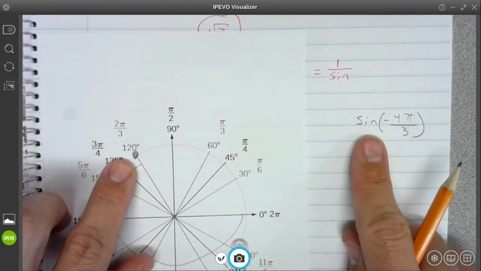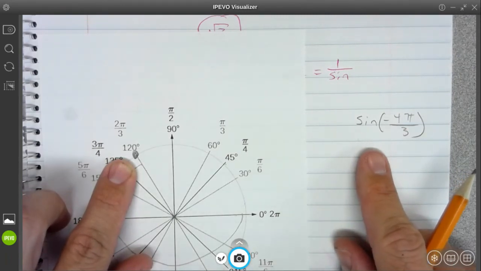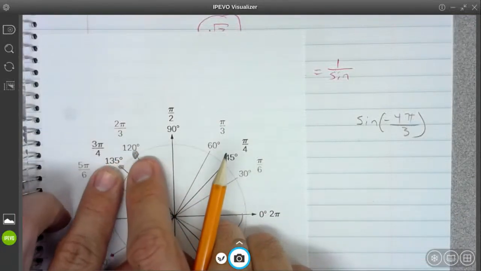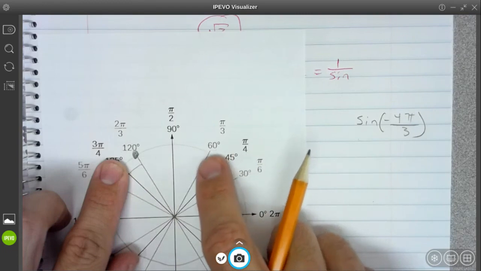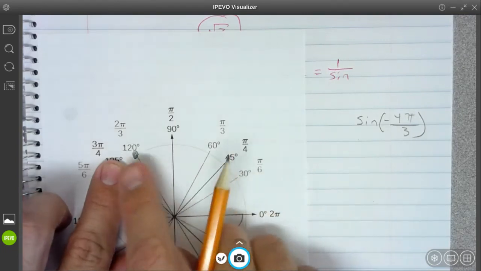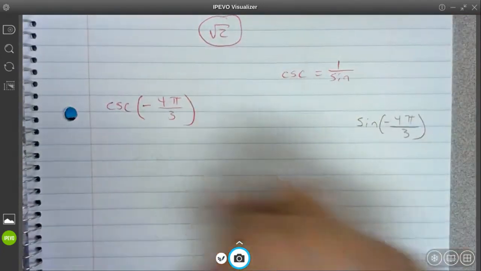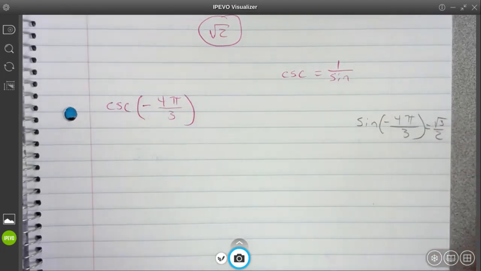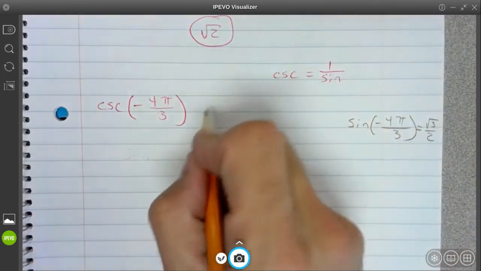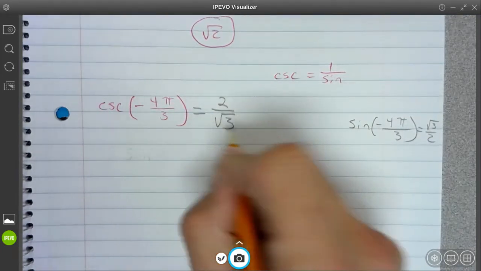I just want to know the y value in that position. Sine is positive in quadrant 2. So the y value of that point is going to be like the sine of 60. So that's root 3 over 2. That's equal to sine, root 3 over 2. But for cosecant, I'm just going to flip that. So it's 2 over root 3.